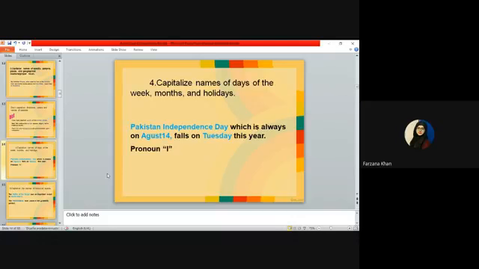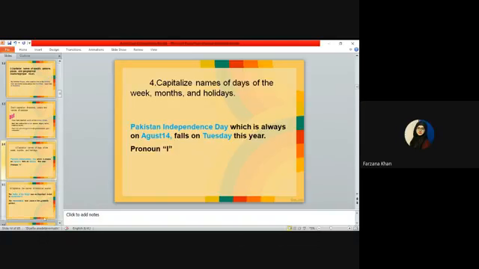Next, it comes to the names of holidays. You can say Pakistan Independence Day. Similarly, we can say the Resolution Day, the Defense Day. Similarly, there are also certain other days which are national, or as you can say, world recognized holidays. So the first letter of the names of the holidays you need to capitalize everywhere in the sentence, and at the start of the sentence.